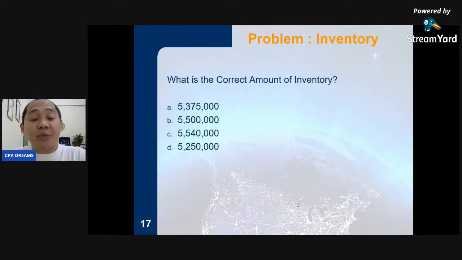Now, ano yung choices natin? What is the correct amount of inventory? 5,375,000, 5,500,000, 5,540,000, 5,250,000. So what is the correct amount? Okay, binigay ko na, meron na tayong tips. So then the answer is, please comment your answer.